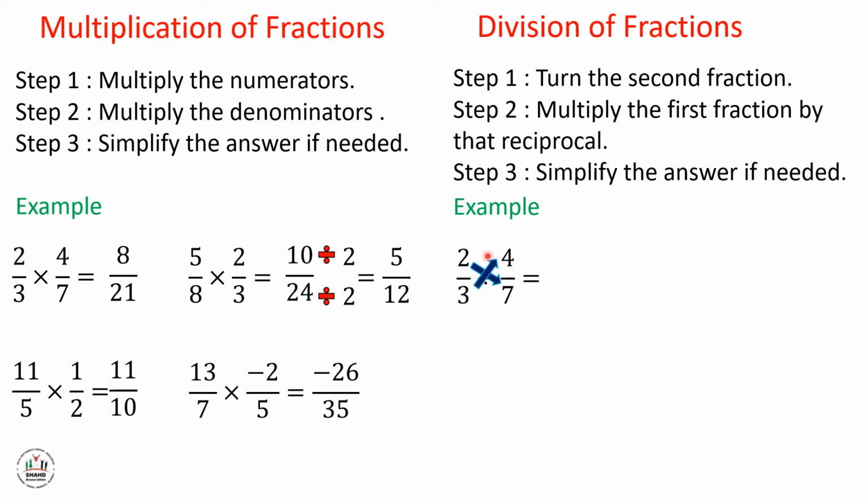Or we can do cross multiplication directly. 2 times 7 over 4 times 3. The result will be equal to 14 over 12. Of course, we can do simplification for this result.